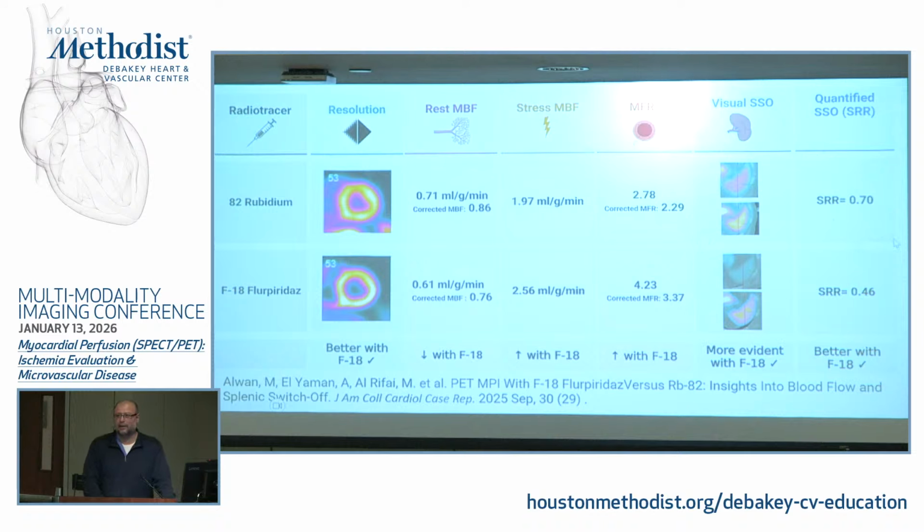And there is something that Dr. Saad, who was sitting in the back, described first here. It's called splenic switch off. And you can see here that the splenic switch off means that you can assess the adequacy of the stress. And you can see that the spleen has some uptake here, if I can manage to get the mouse.